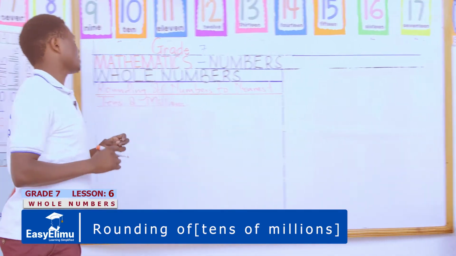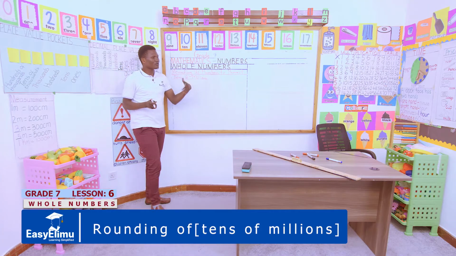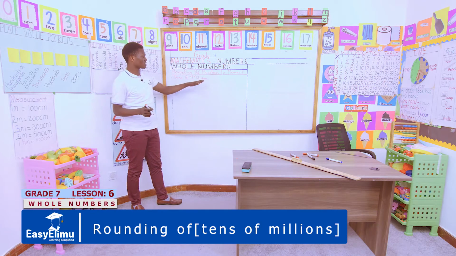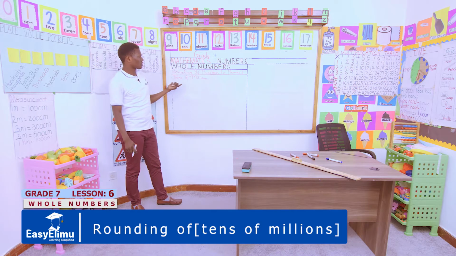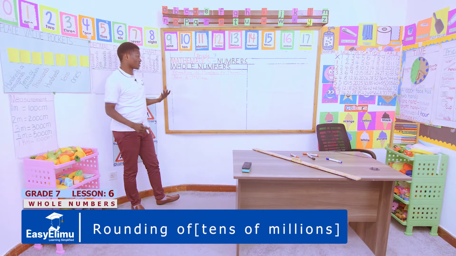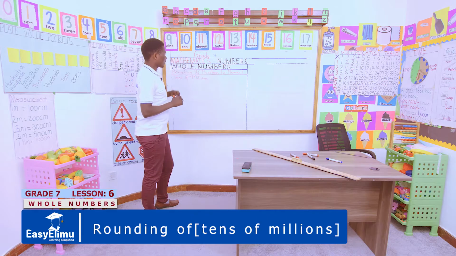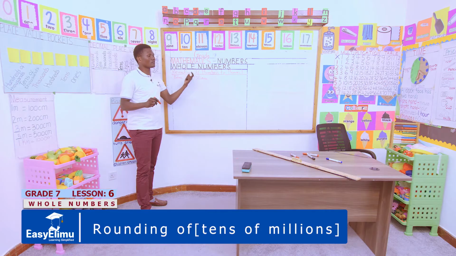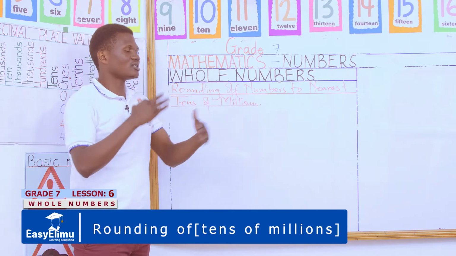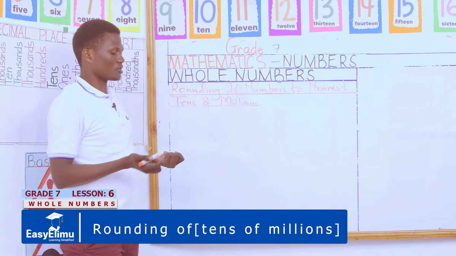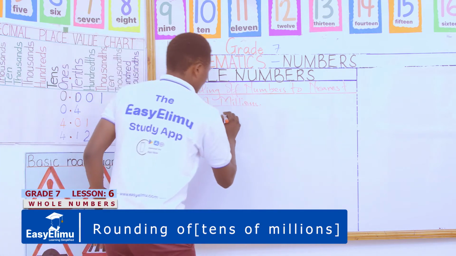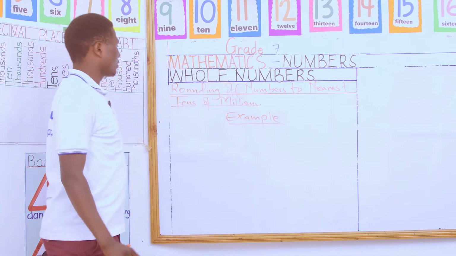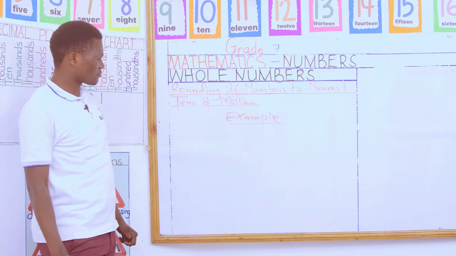In our last session, we discussed that rounding off numbers simply implies writing a given number to a certain number of significant figures in order to attain the required degree of accuracy. The concept of place value is very vital when it comes to rounding off numbers, because you have to consider the digits in various place values depending on how the question has been structured. So maybe straight away, look at an example on how to round off numbers to the nearest tens of millions.